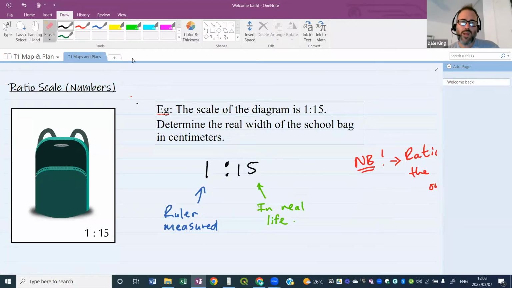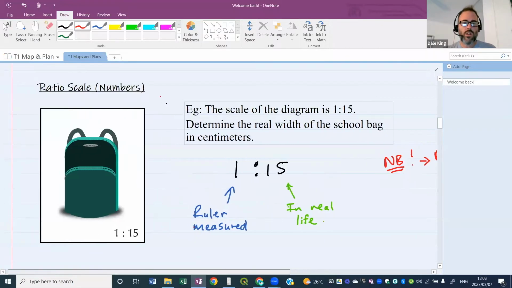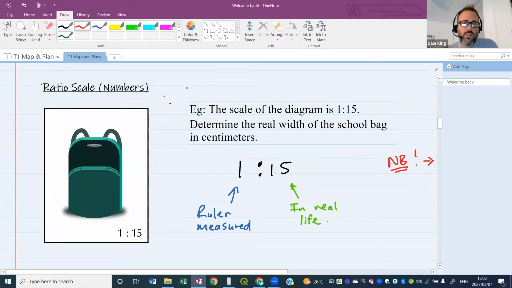Well, when it comes to maps and plans, the ratio, the scale that they give you, you can put any units there. You can have millimeters. I'll write it in for you. So 1 millimeter is to 15 millimeters. You can have centimeters, which is the norm that we use. So you can have 1 centimeter is to 15 centimeters. You can have meters, you can have kilometers, you can have inches if you want to. You can have footprints. You can have ice cream cones. You can have anything you want, as long as what is on the left has the same unit as what is on the right. Okay.